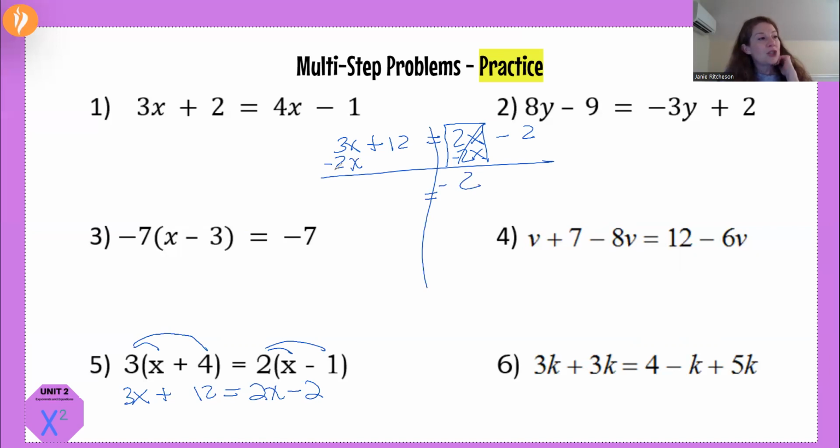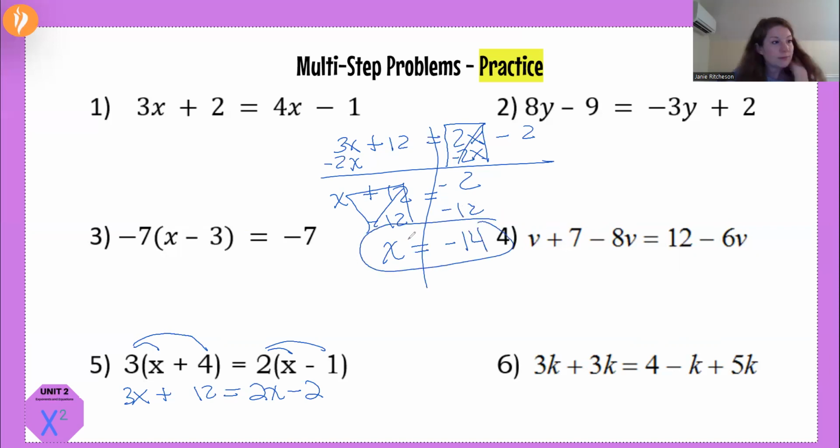So 3x minus 2x is 1x, and 1 times x is just x. X plus 12 equals negative 2. How do I get x by itself? I'm going to subtract 12 from both sides of the equal sign. These are gone. So x is equal to negative 14. Did you get negative 14?